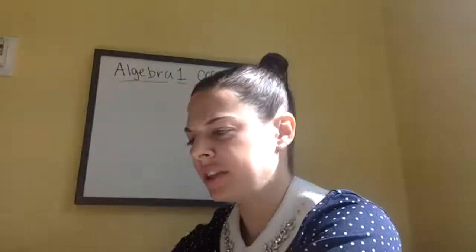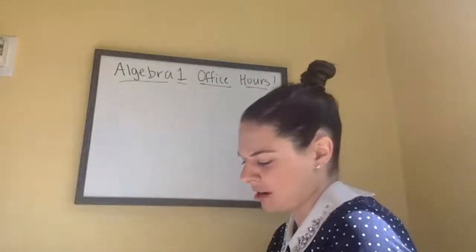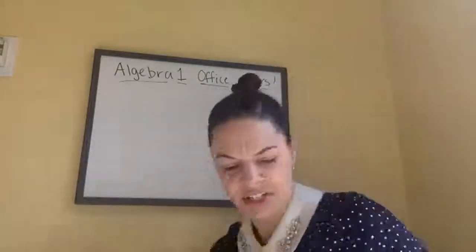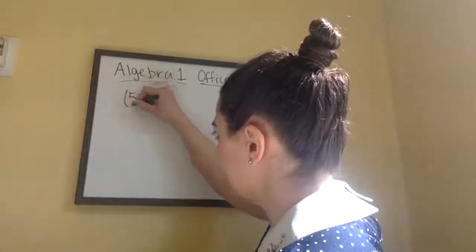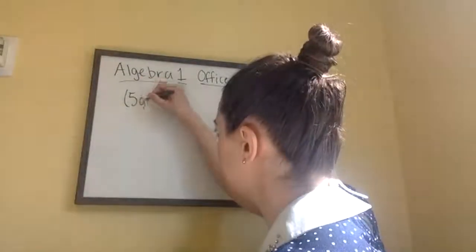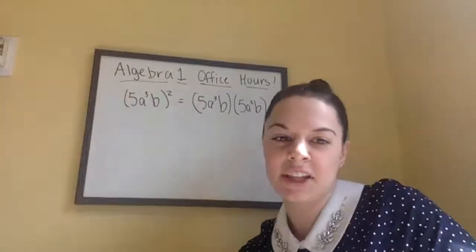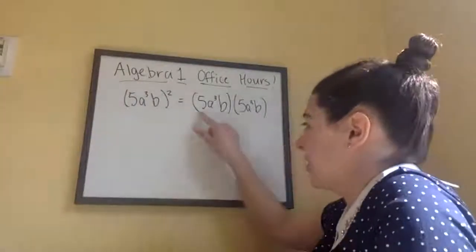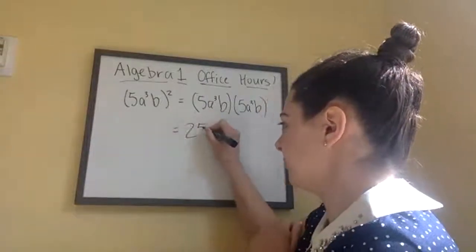Great. So one problem I do want to go over from the packet that I think some people may have messed up on is number 14 from packet number 1. It looks a little bit like this: 5a cubed b. When you get to something like this, you generally need to multiply the numbers that are given to you. 5 times 5 gives me 25.